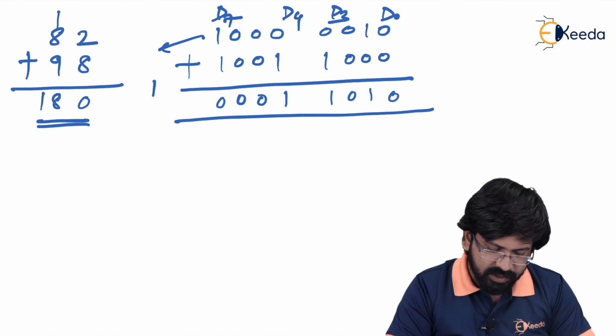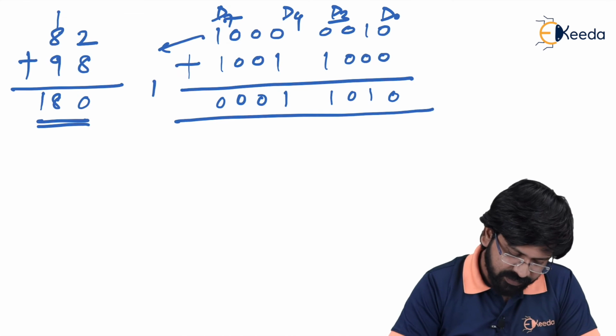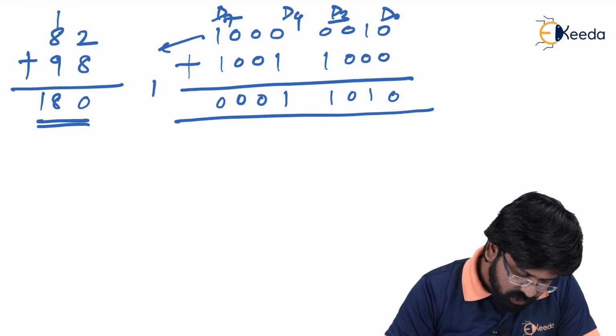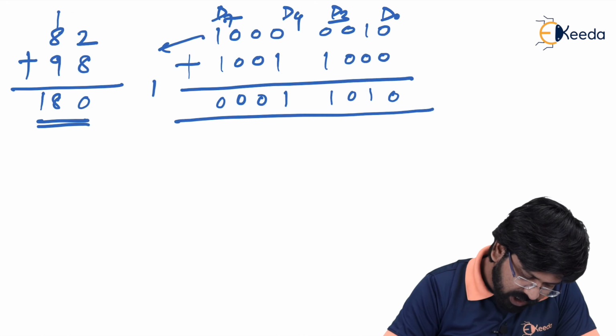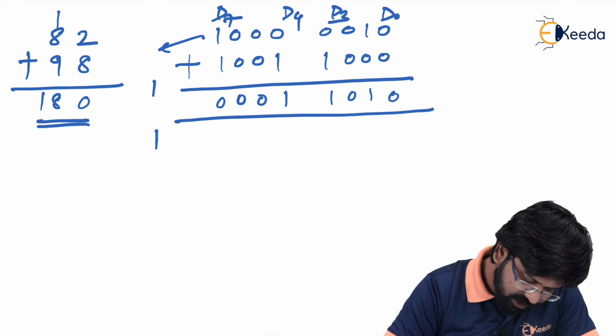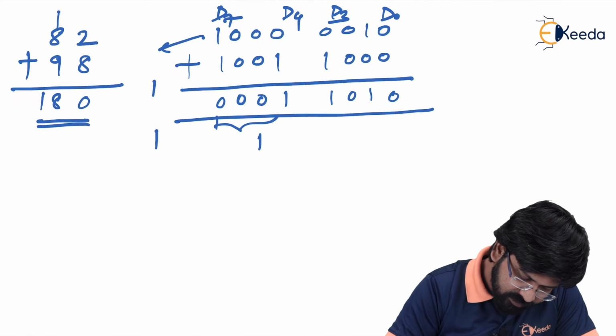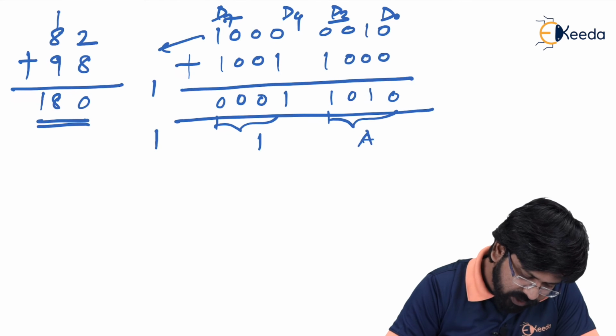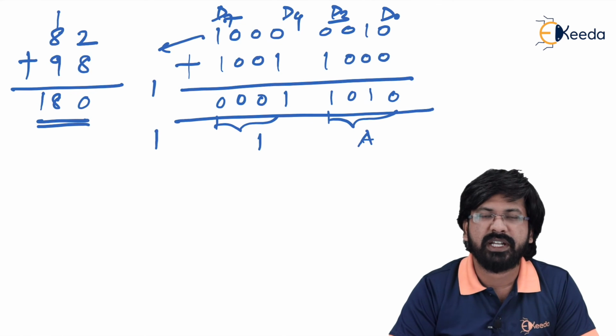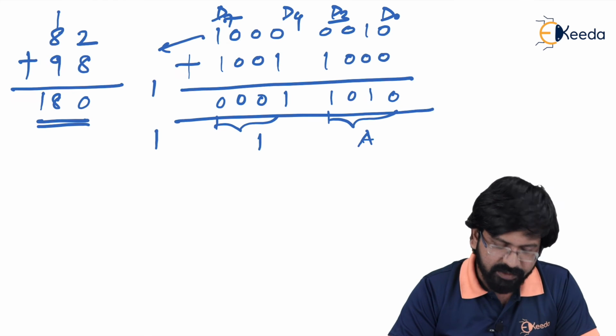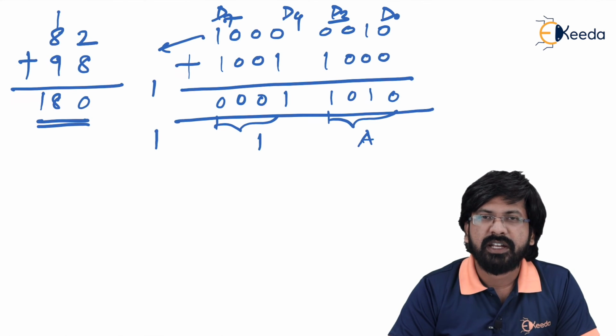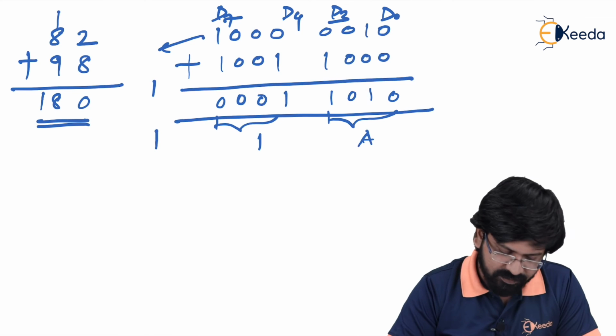Is that right? So now let's see. What answer you are supposed to get is 180, but what you are getting is carry 1, then this is 1 and this is A. So what you're getting is 11A, which is not equal to 180. It should really appear as 180, but it is not appearing. So now let's see if we can take the help of the DAA instruction.